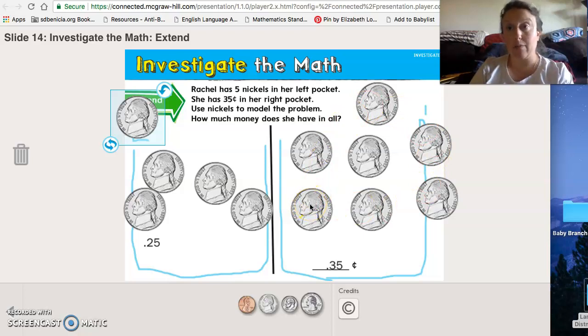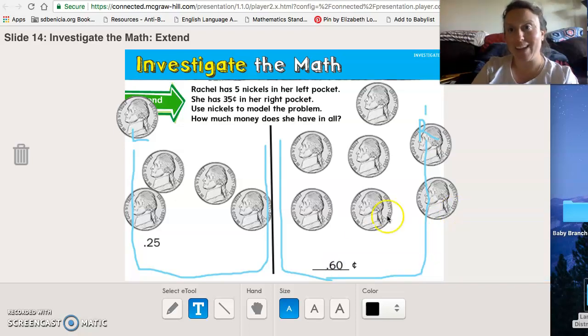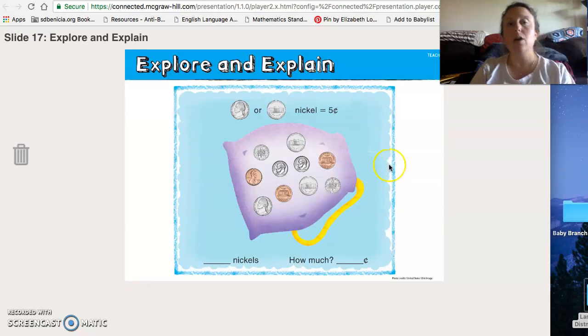Let's count on from 35, counting by 5s. Pause me and get there. Okay. 35, 40, 45, 50, 55, 60. All right, so the question is, how much money does she have in all? And we can answer that and we can write it down. Change my writing tool, go back over here. She has 60 total cents in both pockets. All right, I hope you did that with me.